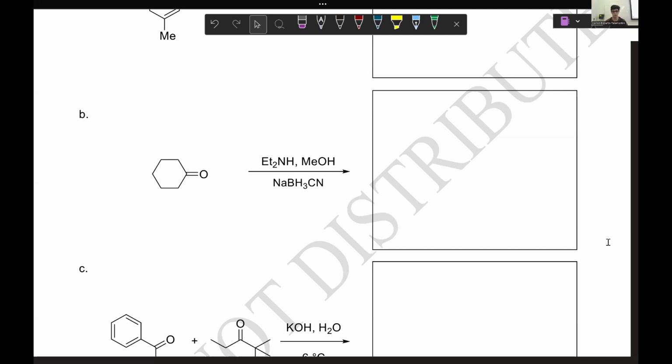Okay, so we can reconvene now. When we're looking at this one, what is a red flag, or not a red flag, but what do you see that immediately tells you what kind of reaction this might be? Yeah. And why is that important?